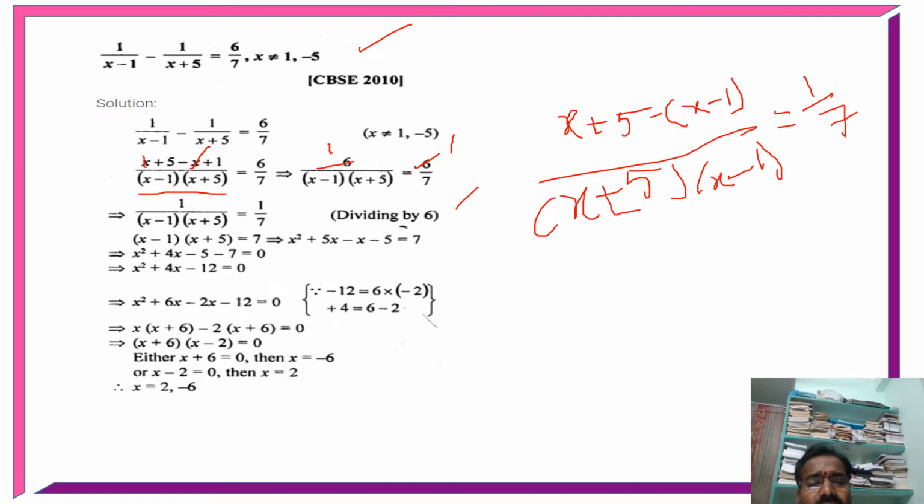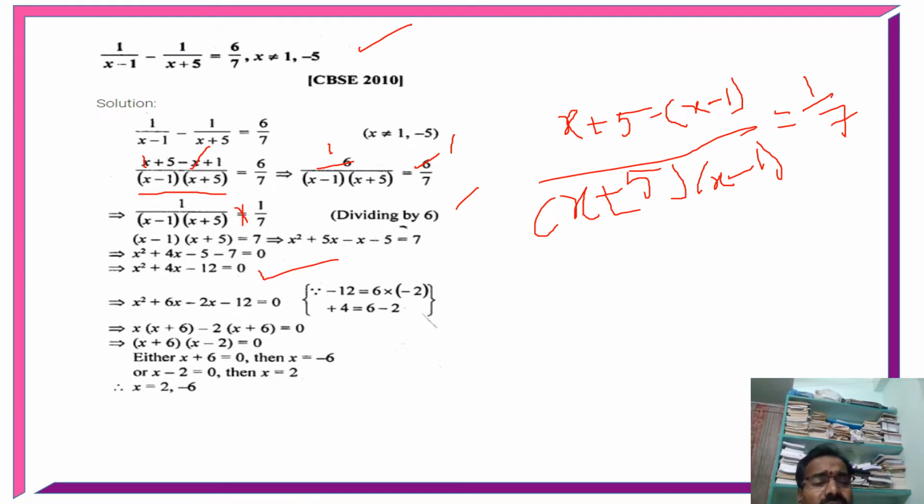After dividing by 6 we got this, do cross multiplication. After cross multiplication we have x minus 1 into x plus 5 equal to 7, and transposing, x square plus 5x minus x minus 5 equal to 7. If we transpose 7 to the other side of equality to get a quadratic equation, it is x square plus 4x minus 5, plus changes into minus 7. So we got the quadratic equation.